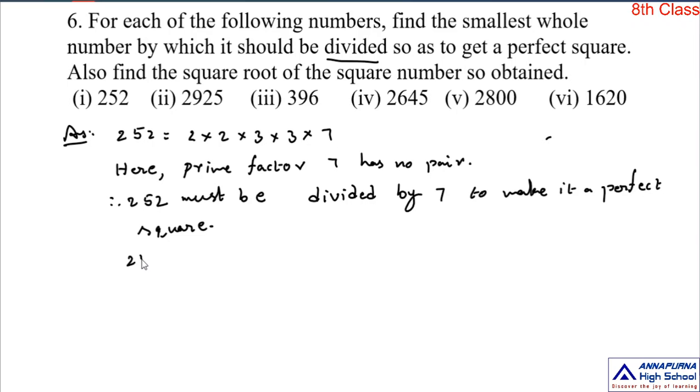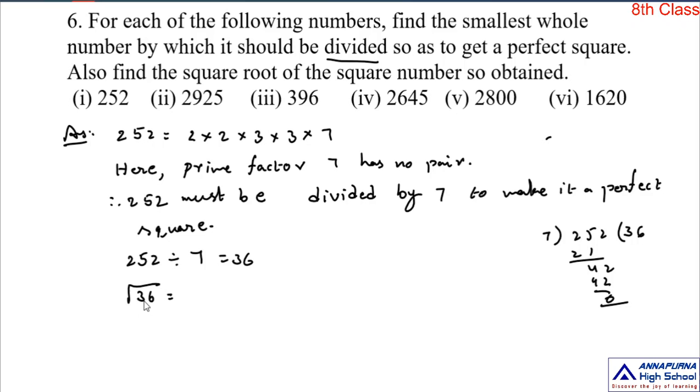Okay, and when you divide that given number by 7, that means 252 divided by 7. Let's do this division. So first how many times? 3 times 21 and 42. Next how many times? 6 times 42, 0. So 252 divided by 7 is equal to 36, and we find the square root of 36 also. So the square root of 36 is equal to 6.